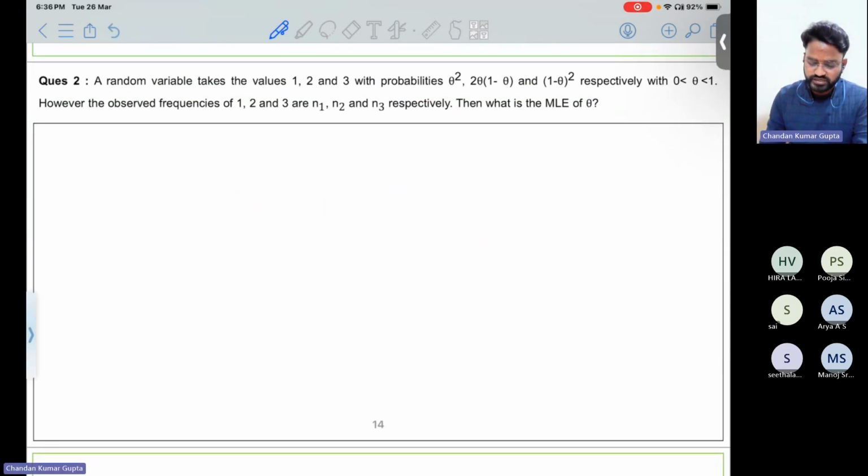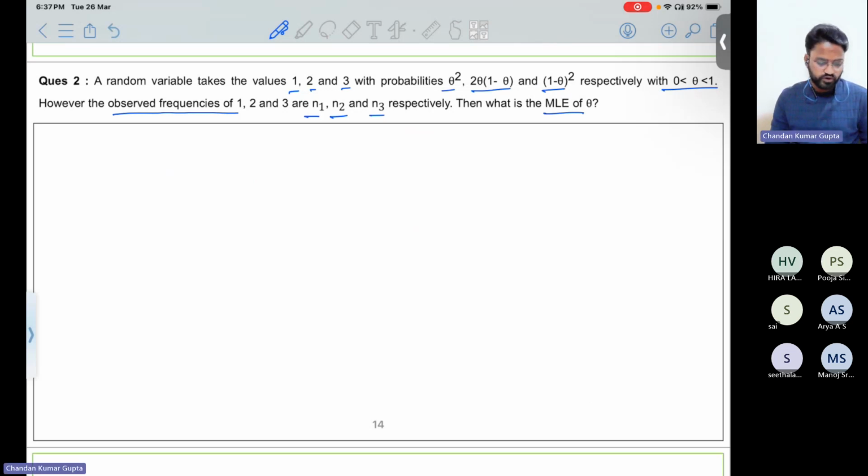Okay, now the second question will be like: a random variable takes the values 1, 2, and 3 with probabilities. We are given 3 probabilities for 3 given values of the random variable, with theta lying between 0 and 1. However, the observed frequencies of 1, 2, and 3 are n1, n2, and n3. Then what is the MLE of theta?